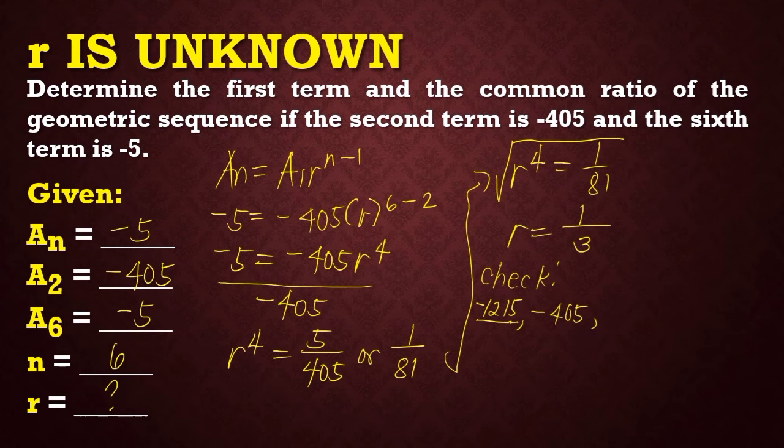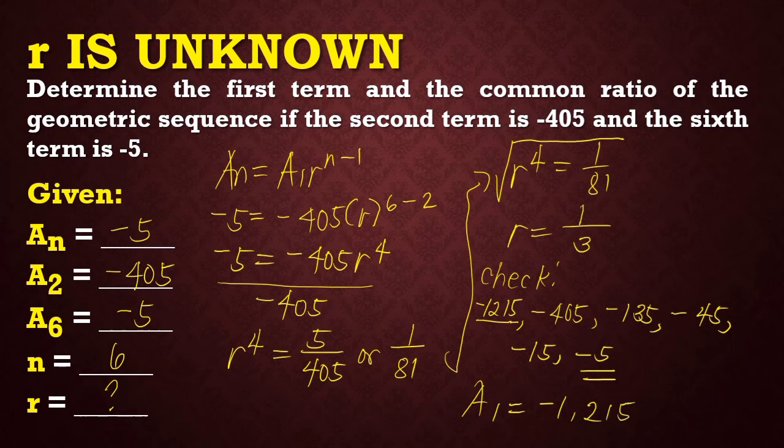Now, after ng negative 405, mag-multiply ka ng 1/3. Ang makukuhang sagot dito ay negative 135. Another 1/3. Ang makukuhang sagot dito is negative 45. Another 1/3, negative 15. And then last one times 1/3 ulit, negative 5, which is our sixth term. Okay. So to answer the question, a sub 1 is equal to negative 1,215. So you can see yung mga terms ng ating given sequence ay puro mga negative.